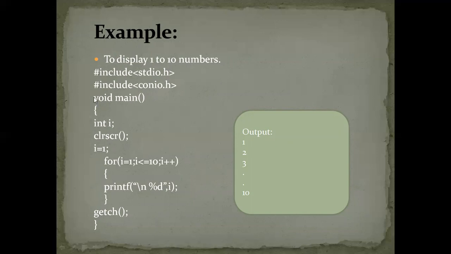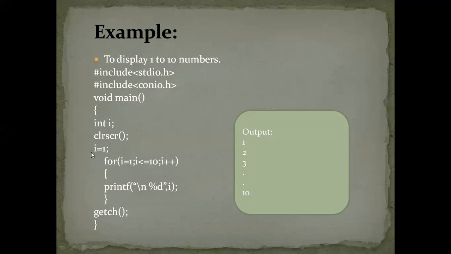We have the two header files. Execution of the program starts from void main. I'm going to declare a variable i, initially assigned to 1. So for i = 1; i <= 10; i++. Why have I taken 10 here? Because I'm supposed to display the numbers 1 to 10.